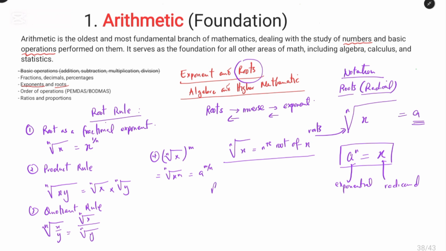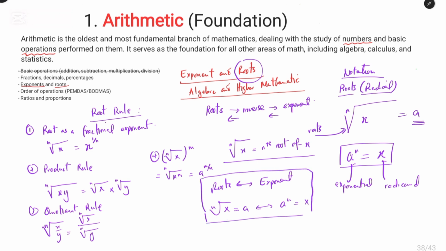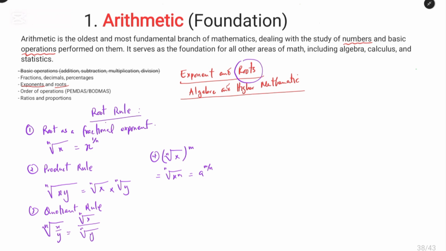So the connection between the roots and the exponent: we can have the nth root of x equivalent to a, which equals a to the power n, which equals x. So this makes them inverse to each other. The important thing to remember is the notation or the basic structure of exponent and the root, and to calculate is quite simple. So let's look at some examples that correspond to each of these rules.